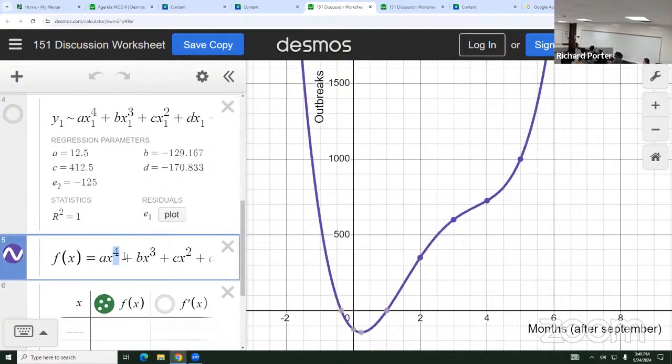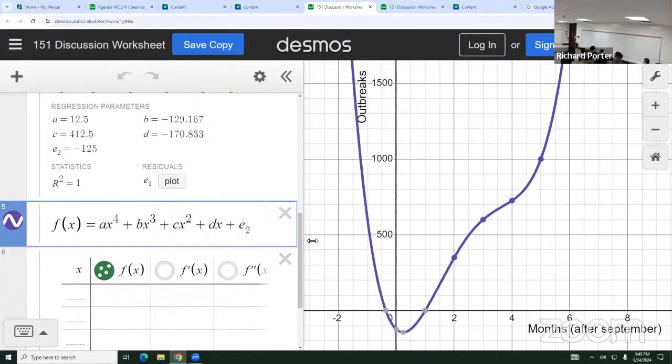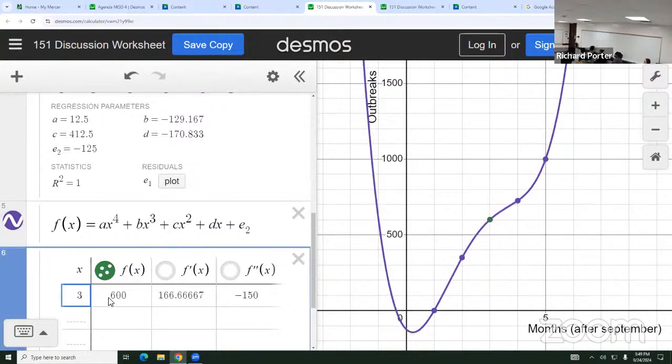Quartic, it's to the fourth power. We're using quartic regression all the time. This isn't pre-calculus, but you have to tell me what regression you're getting it from. And so I use quartic most of the time. Okay, and then it says in the third month, what? How do I get the third month again? Put a 3 in the X column. So it's 600, 167, and minus 150.